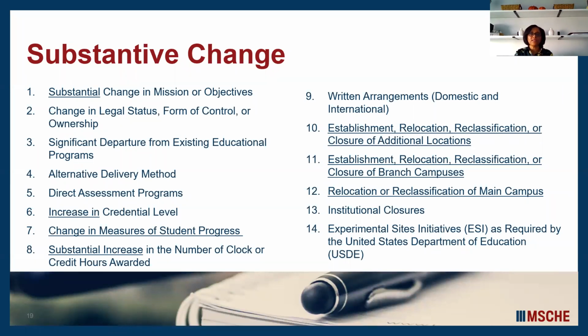And number 13, institutional closure. Institutional closure is for institutions wishing to close the entire institution. And of course, a teach-out plan is required in this case as well. And finally, number 14, experimental sites initiatives. At this time, there are no new initiatives from the department. And you can find more detailed information and examples for each of the types in the substantive change guidelines.